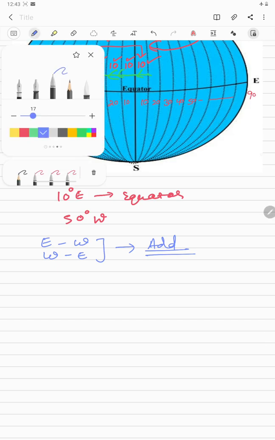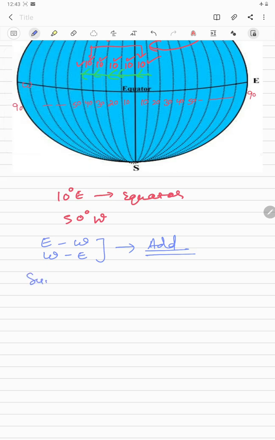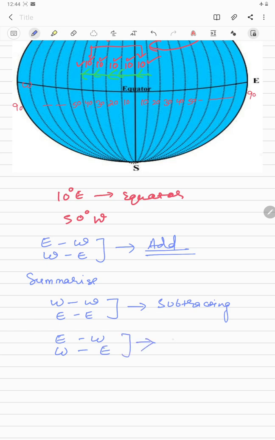So guys, just to summarize, let us summarize the two important points. If it is west and west, or if it is east and east, you will be subtracting the two, and the direction you can easily make out just by having this diagram in your mind. If you practice, it is very simple. And if it is east and west, or west and east, they are different, then you add the two to get your change in longitude. So this is the summary that we need to remember.